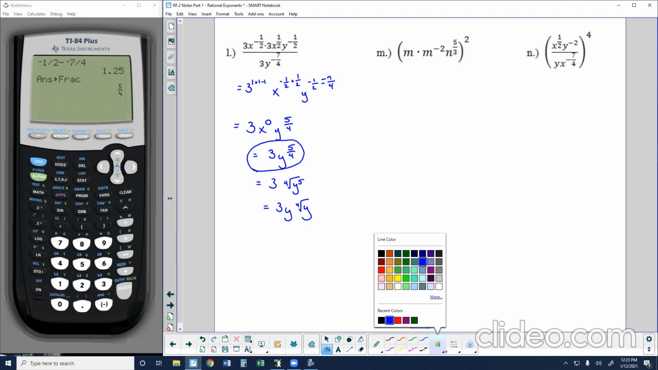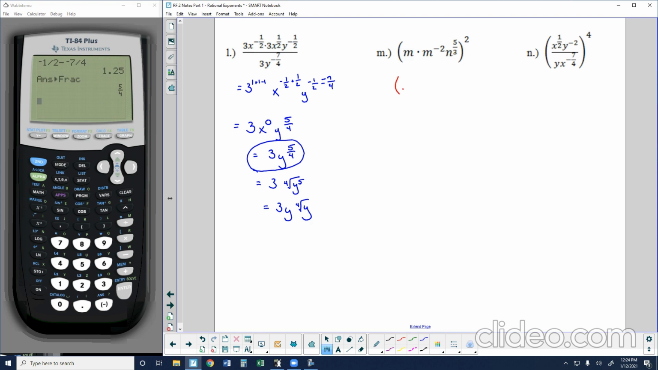Example M. In example M, we have m times m to the negative 7th times n to the 5/3 power. All of that expression is going to be taken to the second power. So I can simplify inside the parentheses first if I want to, or I can evaluate for the second power. I'm going to go ahead and simplify inside the parentheses first.